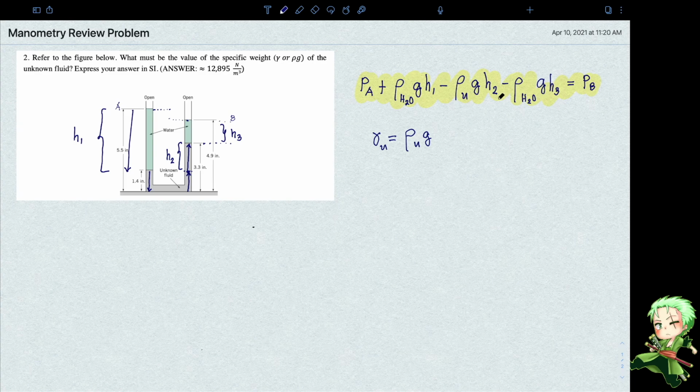So from the equation above, I will try to simplify this such that I will have an expression for the specific weight of U. Okay, when I do that, I will continue in this portion.